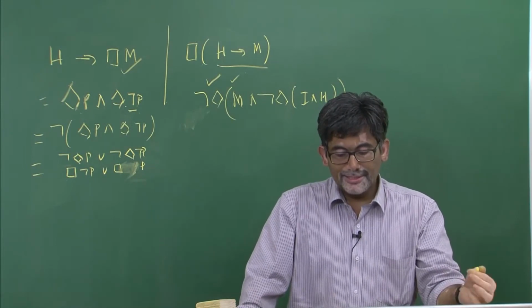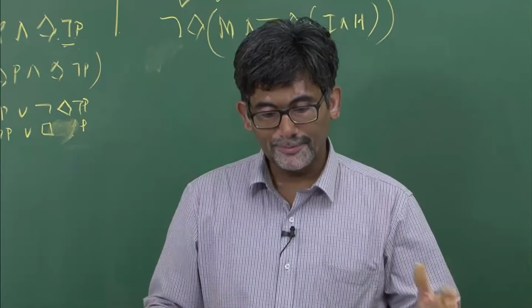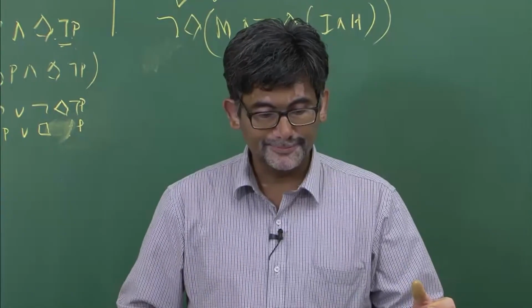The sixth example is the one which we have already seen. Nothing is absolutely relative. Things are relative is it is possible that P and it is also possible that not P, and this is not relative. This is nothing is absolutely relative means whatever is the case, possibility of P and possibility of not P need not have to be necessary. So while translating etc., we need to take care of the scope of the modal operator.